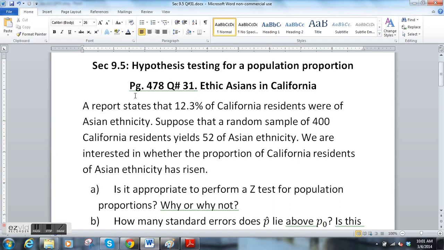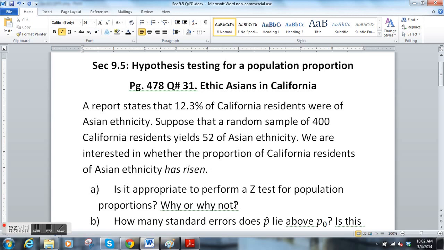So the question reads, a report states that 12.3% of California residents, or Californians, were of Asian ethnicity. Suppose that a random sample of 400 California residents yields 52 of Asian ethnicity. We are interested in whether the proportion of California residents of Asian ethnicity has risen. Among all the words, this is important: has risen. We want to know if the proportion is getting bigger.